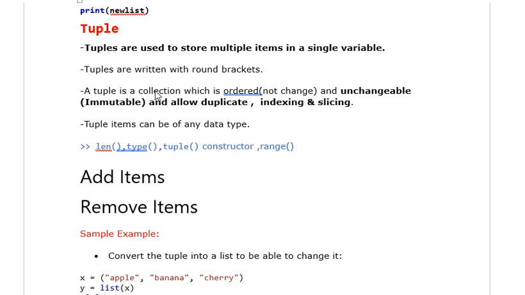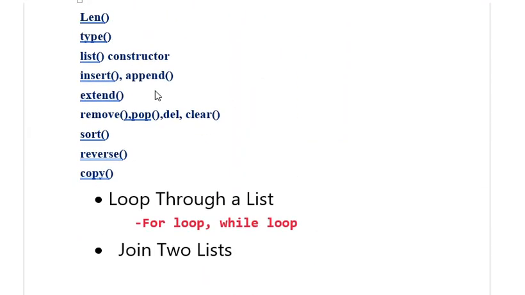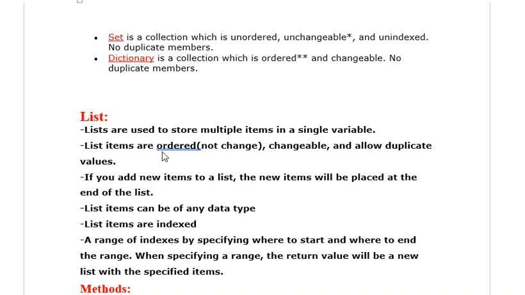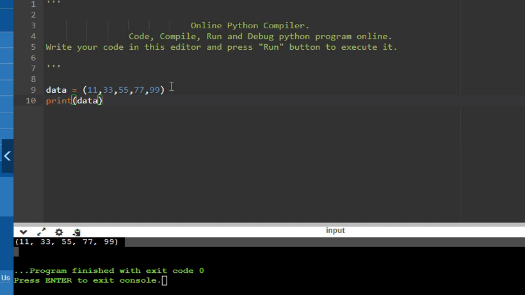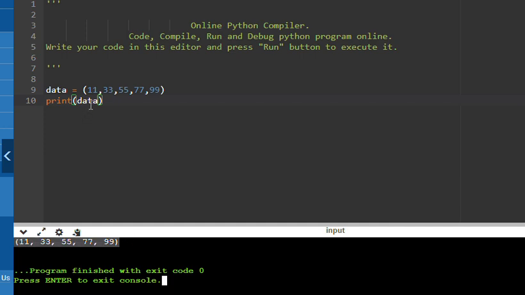Next, a tuple is a collection which is ordered. Even the list is also ordered. So the order will not change. However the insertion order is, the output will also be in the same insertion order. It will not change in the list and the tuple also. Look at here how the values are inserted. The output is also in that format only. See, 11, 33, 55, 77, 99. So it follows the insertion order, whether it is a tuple or a list.